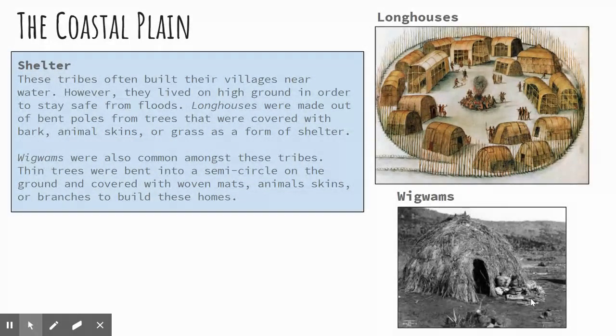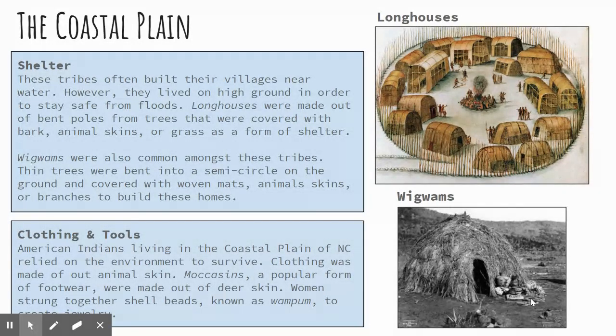Thinking about where they lived, many of the tribes on the coastal plain lived in longhouses or wigwams. Longhouses were made from bent poles and covered with bark, animal skin, or grass. Wigwams were also common, and they took thin trees that they bent into semicircles on the ground and covered them with woven mats, animal skins, or branches.